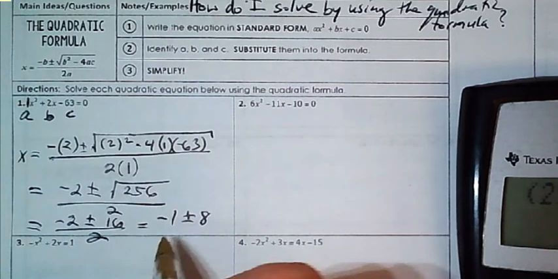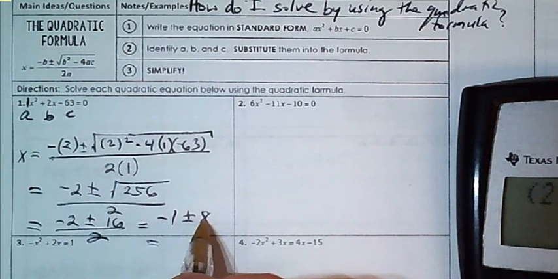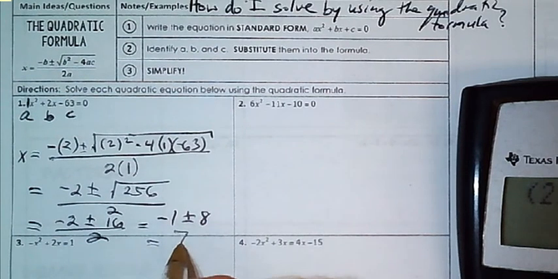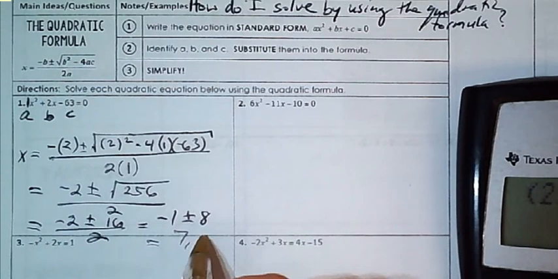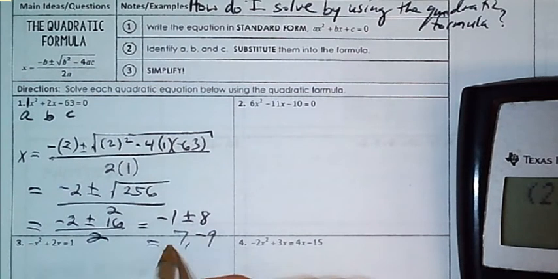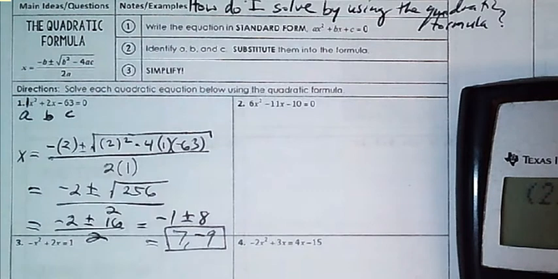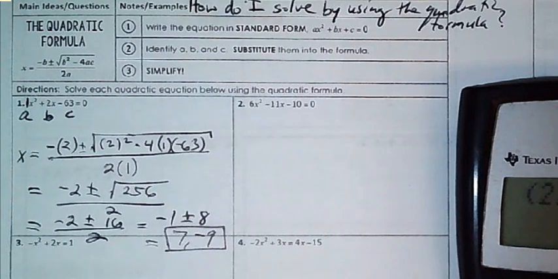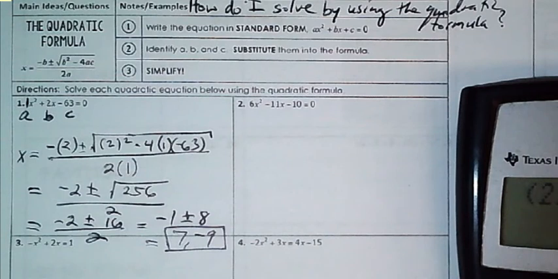So I should have negative 1 plus 8, which is 7, and negative 1 minus 8. So there are your two answers. And that's it. So the trick is plugging it in properly and then simplifying it properly. That's basically all there is to it.